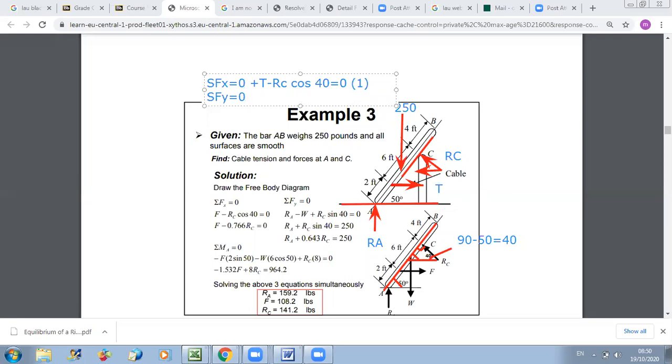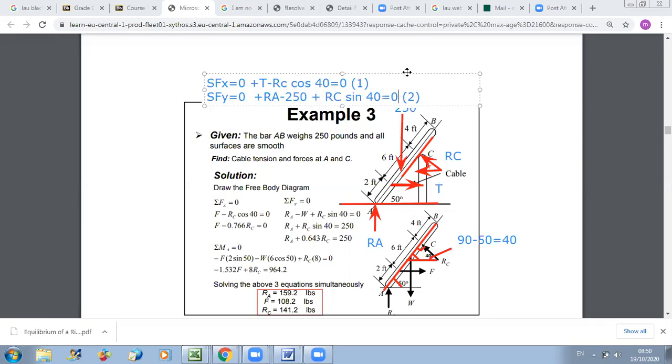If you look at your figure, you have the reaction at A in the positive direction, so it's Ra, minus the weight, which is downward, minus 250, and you also have the y component of Rc, which is upward, so plus Rc sine 40. This is equation number 2. I still need a third equation to close my system, okay?